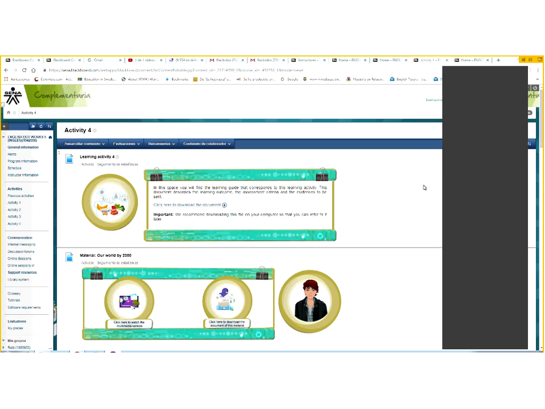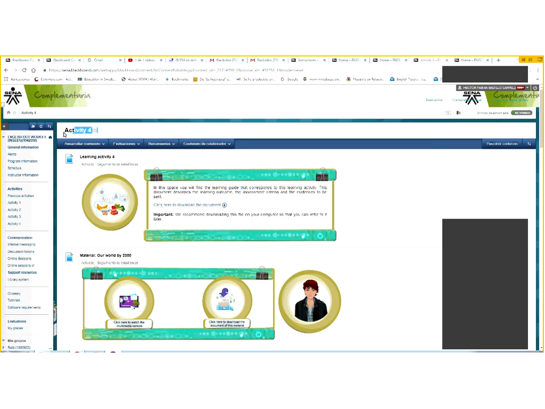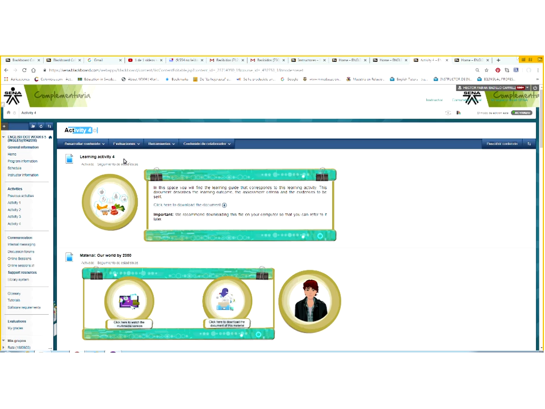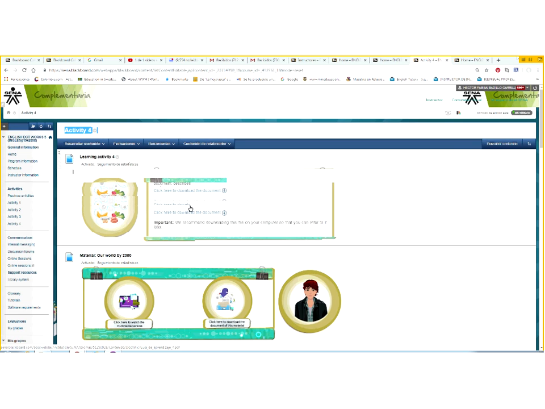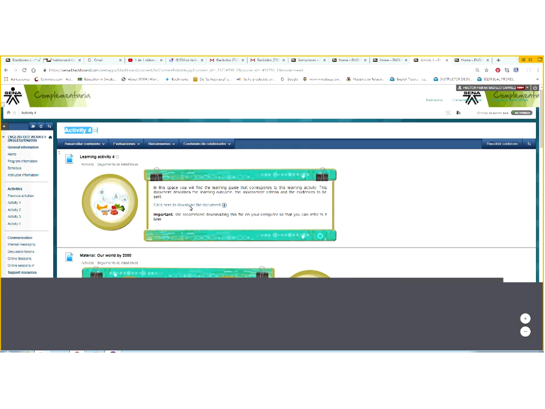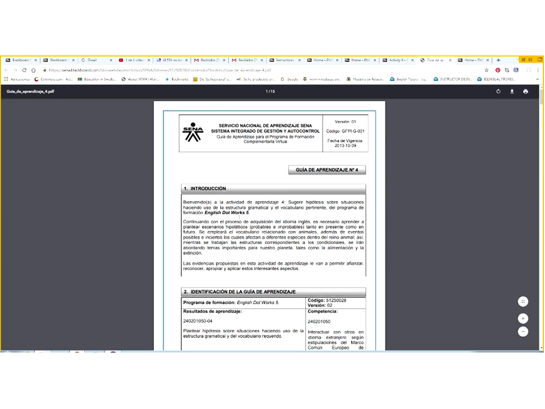Okay, this is it. We have learning activity number 4. You can see on your screen, when you click on learning activity 4 over here, you will see the information for activity 4. Then you see learning activity, and you click on the PDF document. We're going to see the PDF document. This is the aprendizaje número 4.